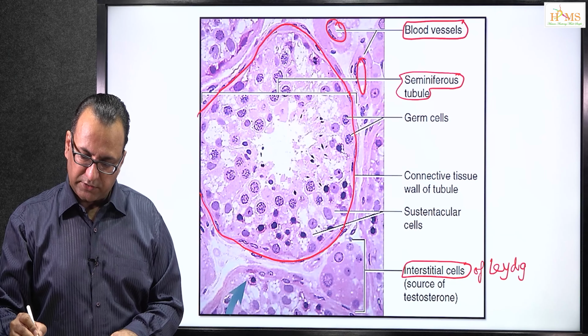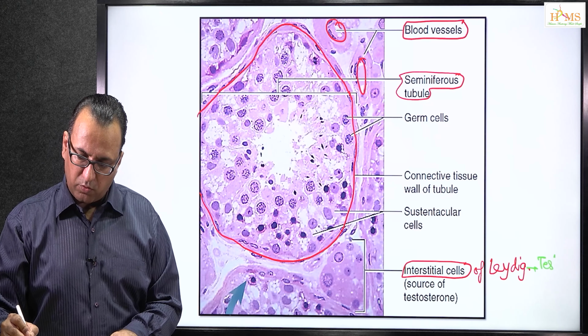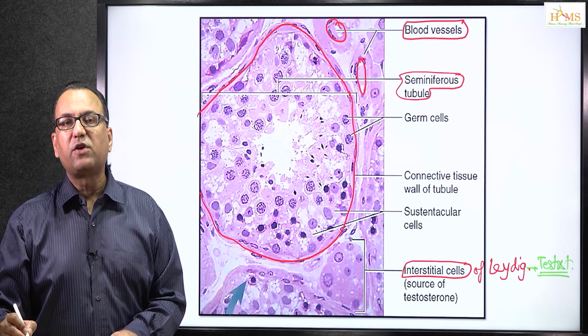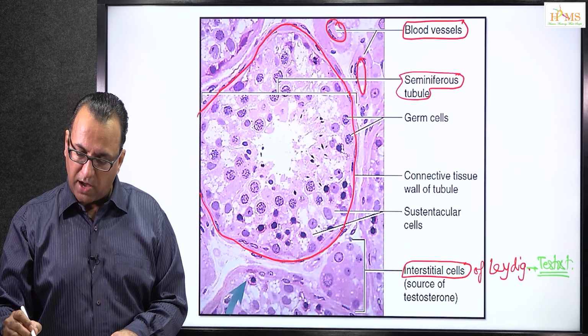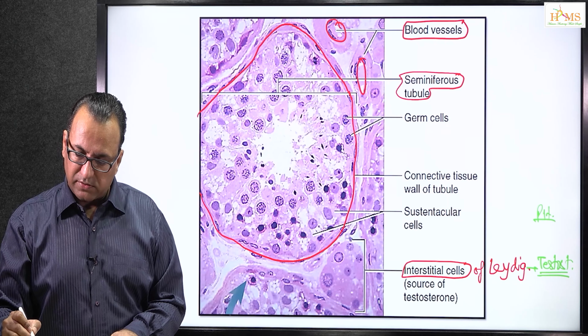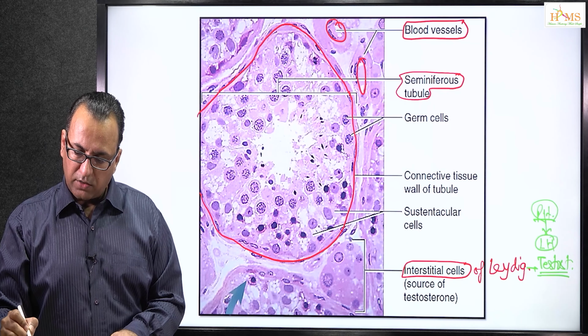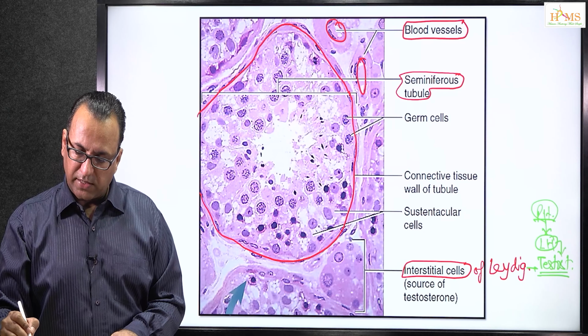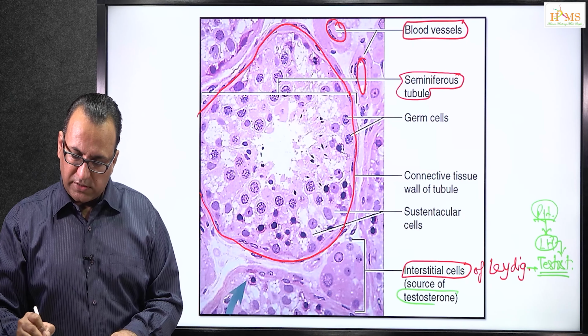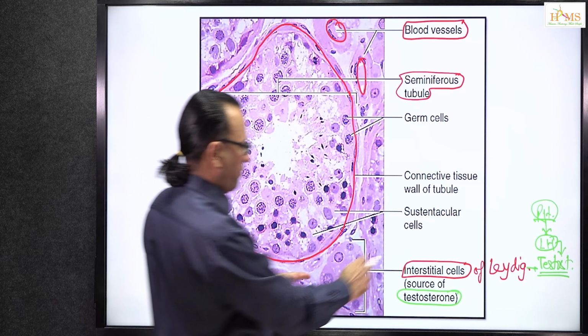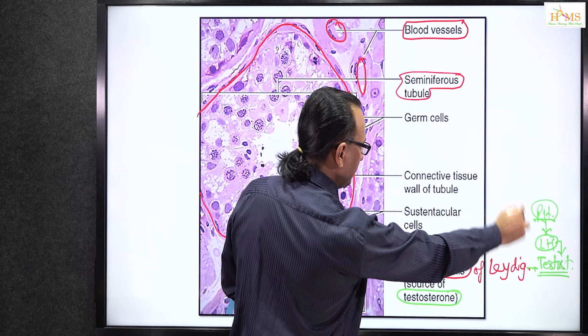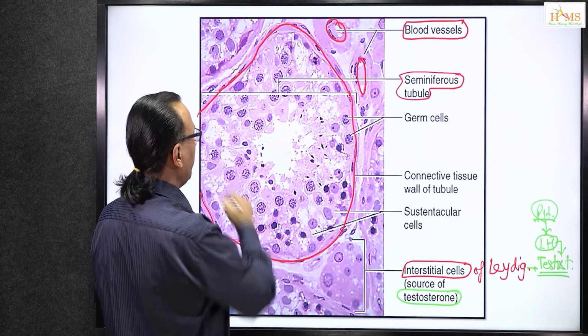As we have mentioned, they will be giving us the hormone testosterone under the influence of the pituitary gland, the luteinizing hormone. So the pituitary gland will give us the luteinizing hormone, and under that the Leydig cell will give us the testosterone. We'll be talking about these cells in detail, but at the moment let us focus upon the cells which are related to the seminiferous tubule.